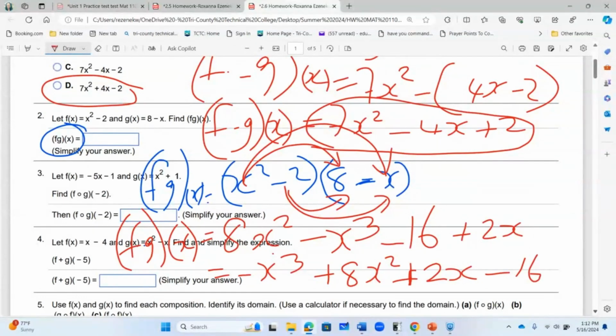Unmute yourself and ask a question. Any question? All right. If there is no question, we will continue with 2.6.